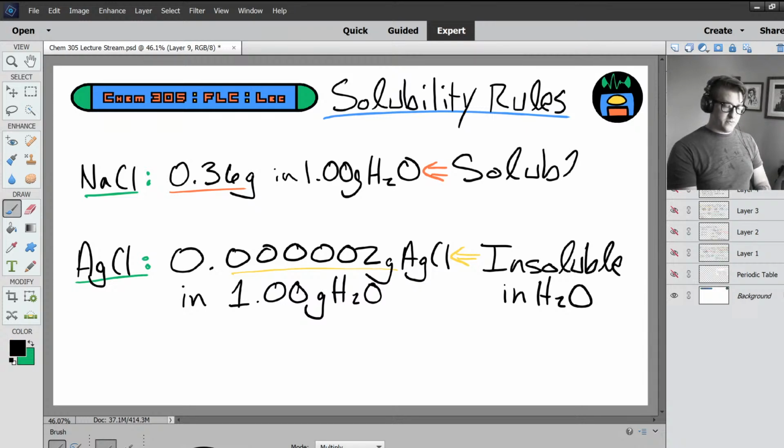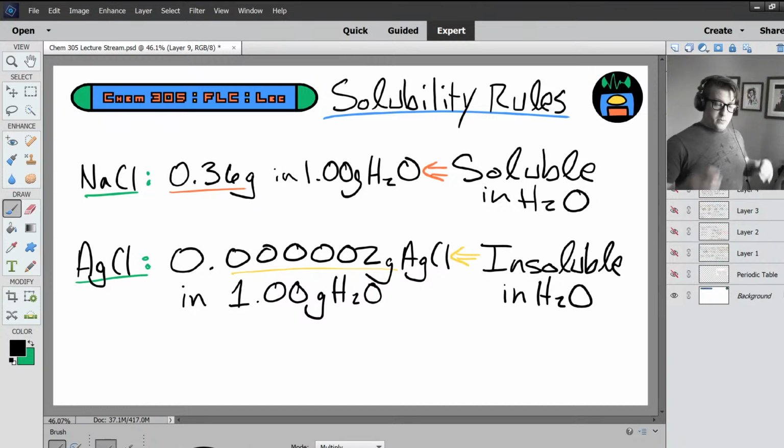Water can dissolve sodium chloride. All right, they're different ionic compounds, and all of them have different solubilities, but they can be broken down into large categories. Like, if you have this type of ion, it's considered soluble. If you have this type of ion, it is not considered soluble. And those are our solubility rules. These are general categories that we're about to dive into.